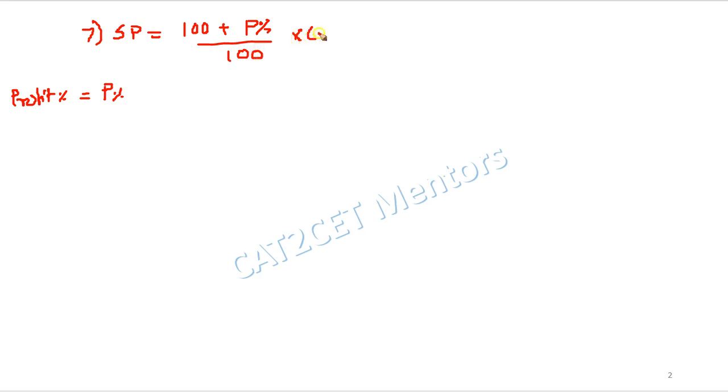Now the formula number 7 is, if I have to calculate my selling price when I am provided with the percentage profit, it is calculated as 100 plus, let us say that from now onwards I am going to write profit percentage as P percent and loss percent as L percent. So 100 plus profit percentage upon 100 multiplying this by cost price is going to give me my selling price. This is the formula that we use only in a profitable transaction.